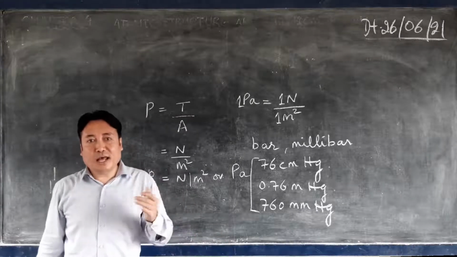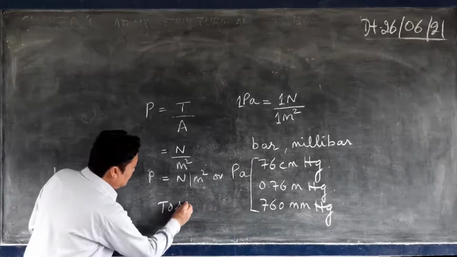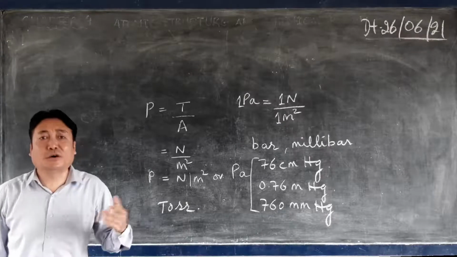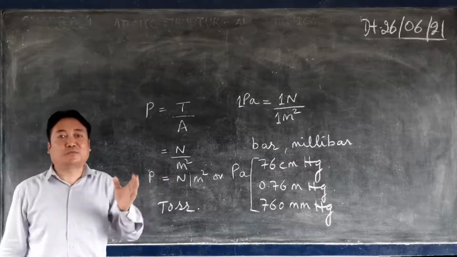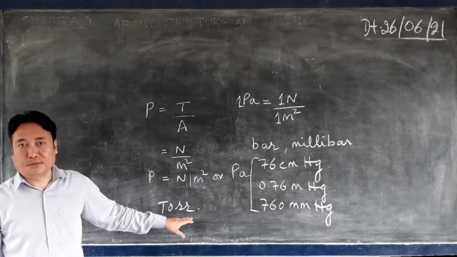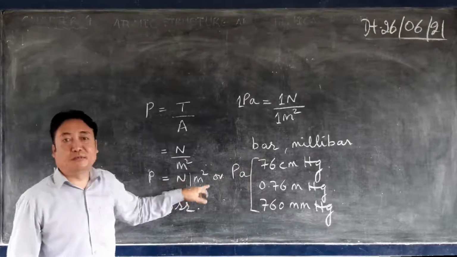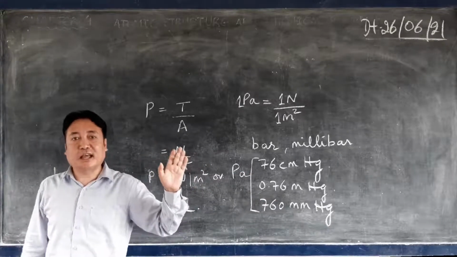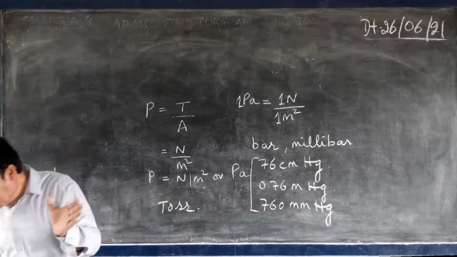Then another unit is also used, known as torr, T-O-R-R. This torr is named after a scientist, Torricelli. It is the unit of atmospheric pressure. The unit of pressure is written as Pascal or Newton per meter square; similarly, the unit of atmospheric pressure can be written as torr, which is named after a scientist. So that is the other unit.